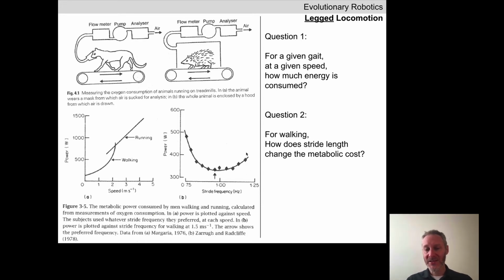In one case, they asked the subjects to walk with very small steps, which requires the subject to take lots more steps per unit time to stay on the treadmill traveling at 1.5 meters per second. So take lots of fast, small steps. Or they asked the subjects to take very long, loping strides. The horizontal axis here is stride frequency measured in hertz, which is the number of strides per second, since hertz is oscillations per second. You'll notice that very long loping strides are energy inefficient, and taking lots of fast, small steps is also energy inefficient.